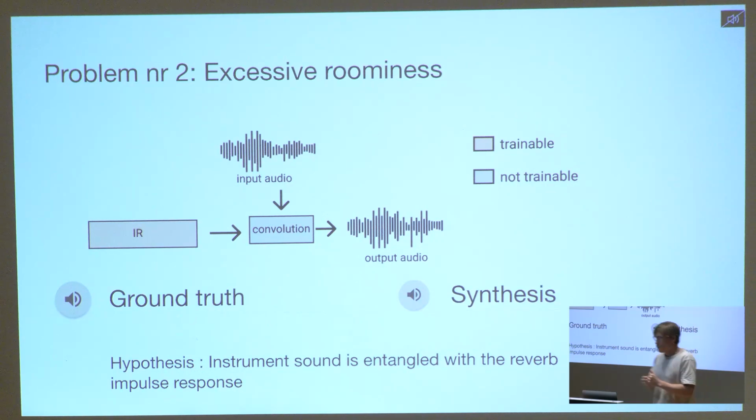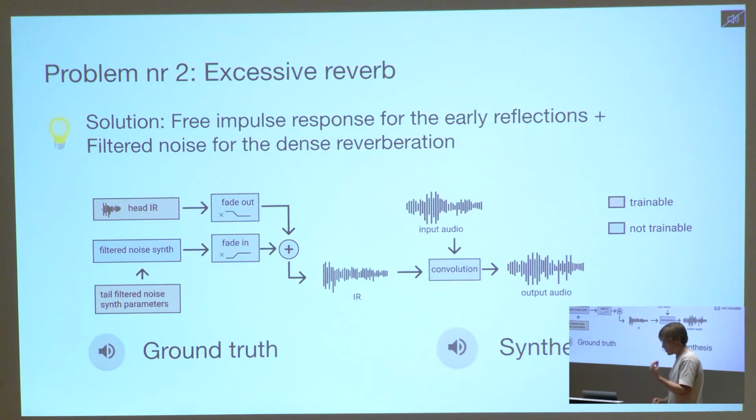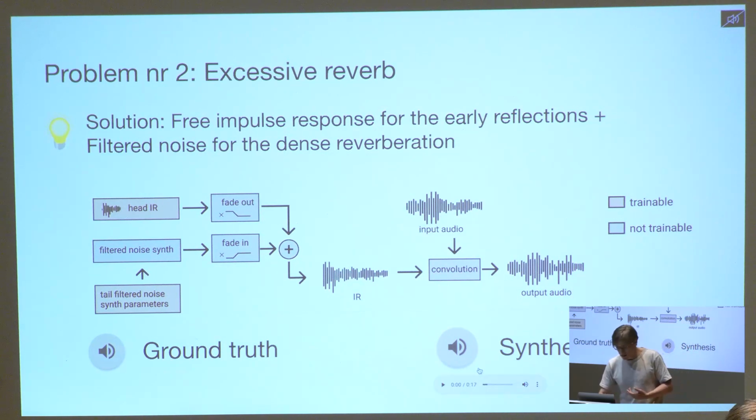So it's too free in a way. So what do we do? We need to put it in impulse response prison by constraining it, and the way we constrain it is we use an old trick of combining a short, completely free impulse response for the early reflections, and then using a filtered noise to model the dense reverberation. And so using this approach, we now have a resynthesis that's much closer to our ground truth.